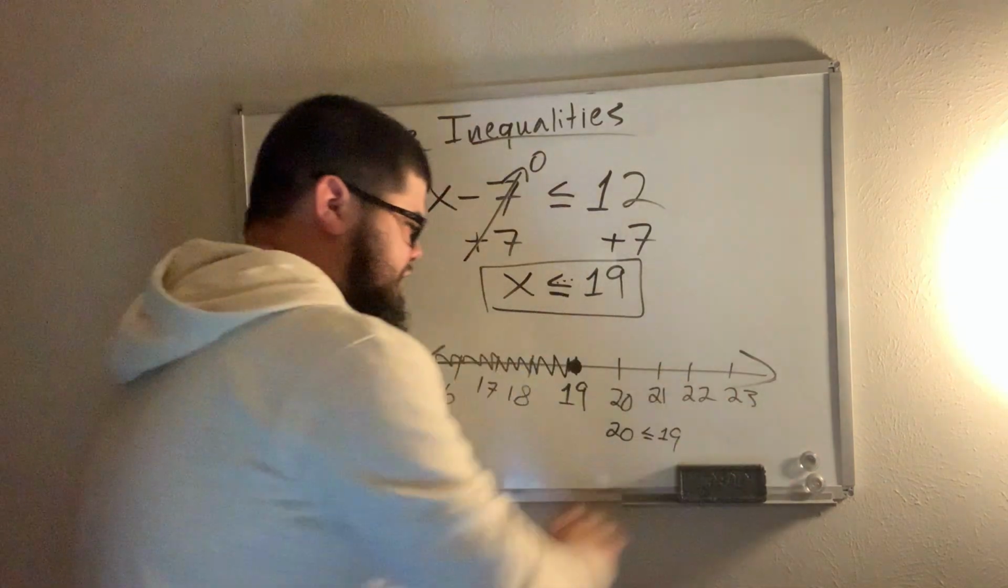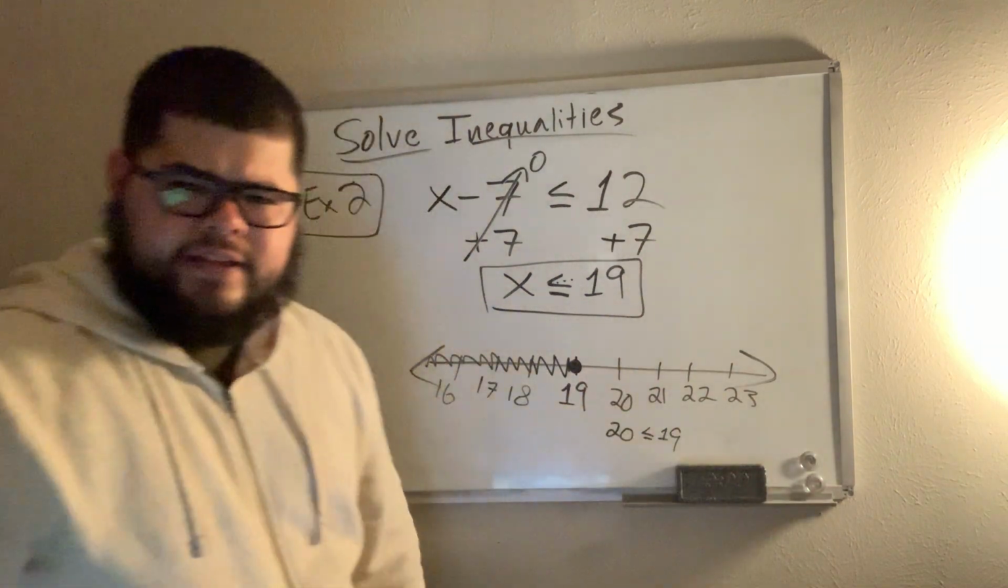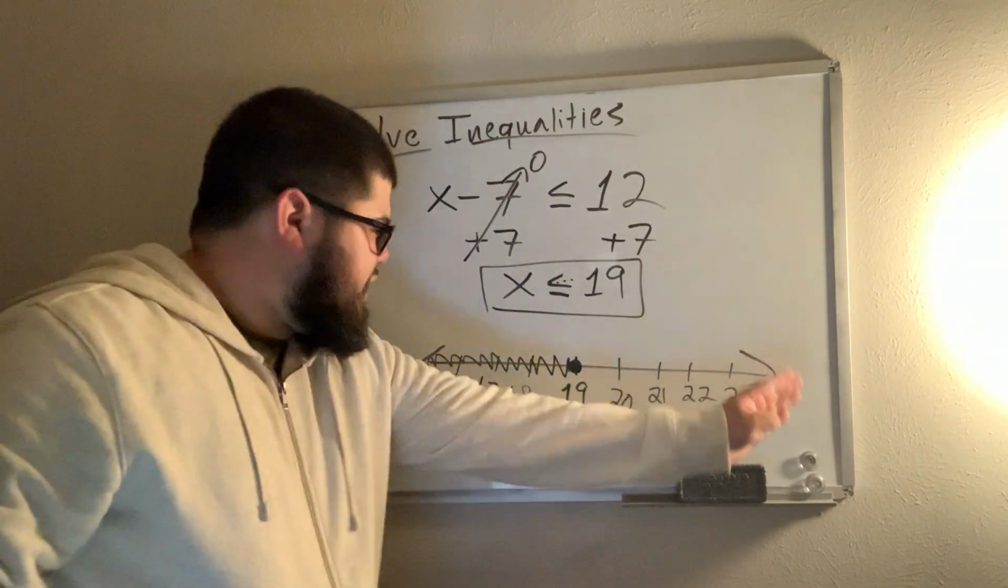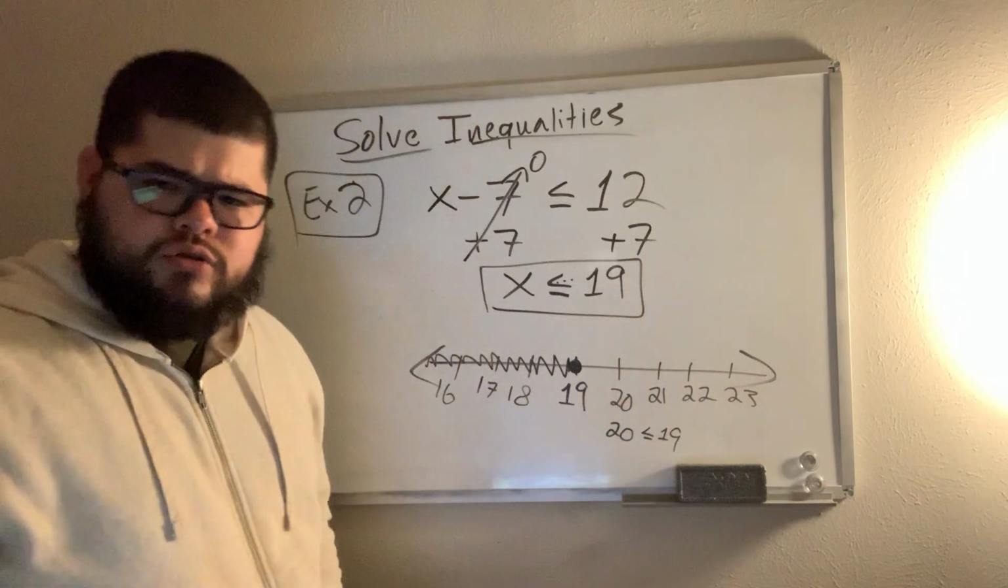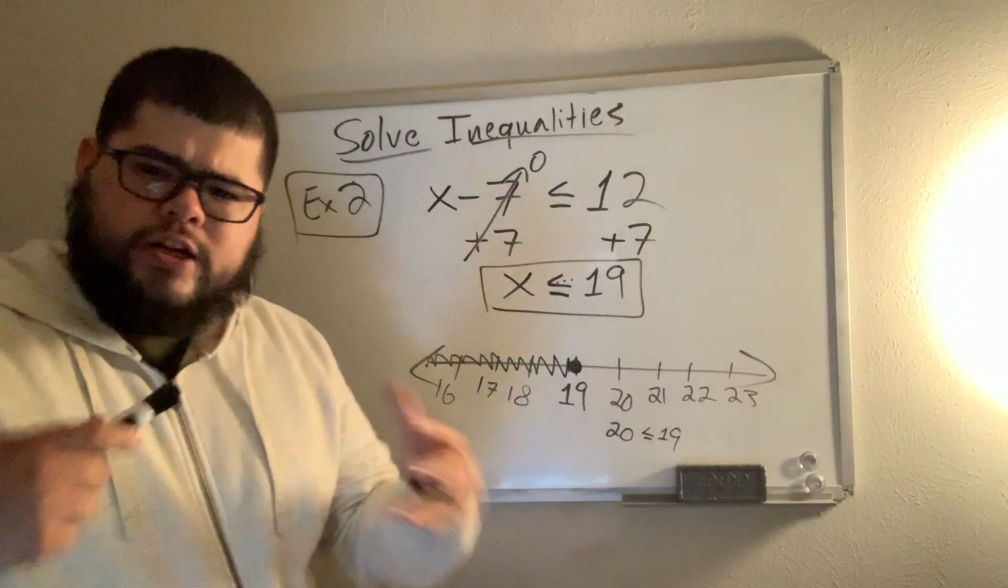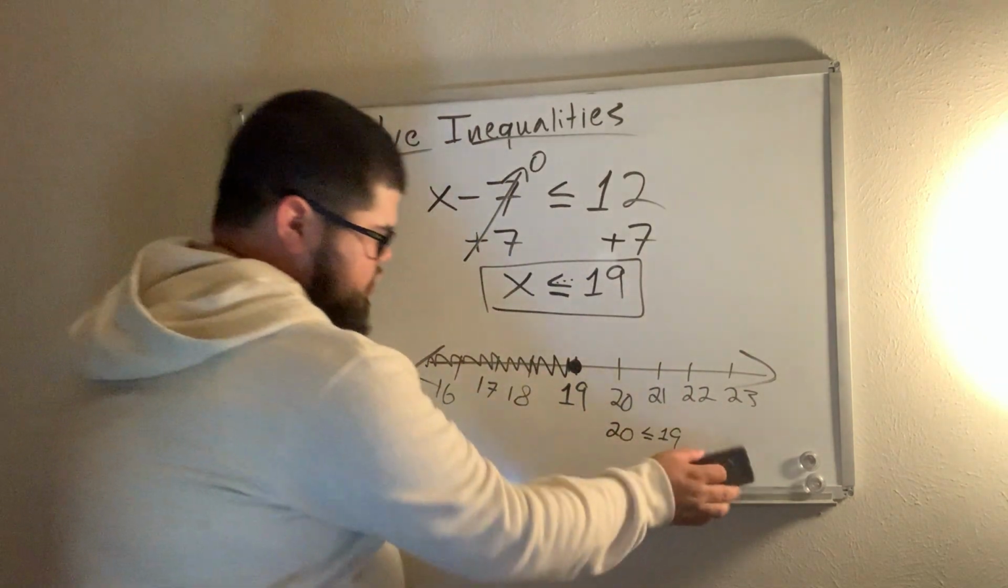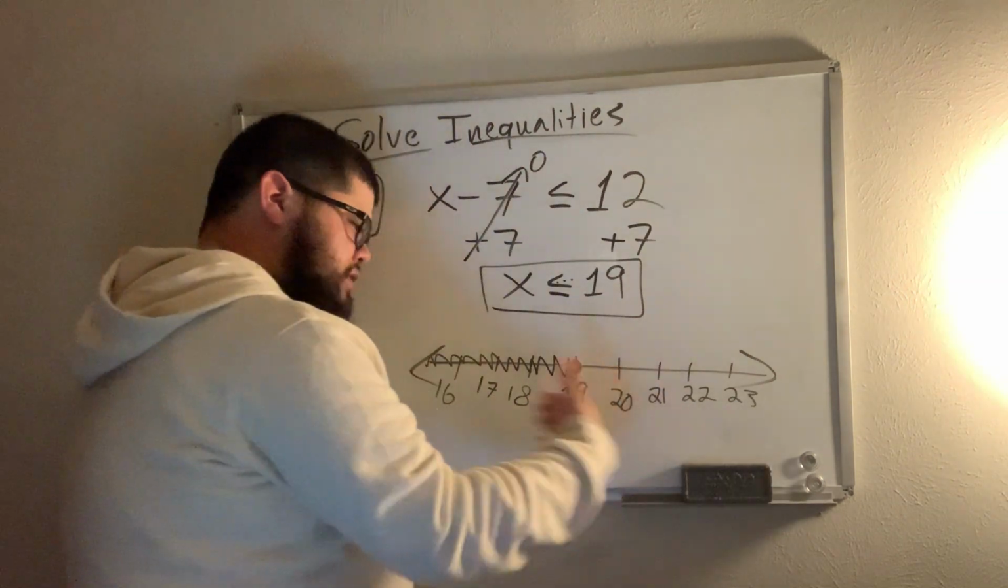That's why we're not shading that way, because none of these numbers over here to the right give us a true statement. And that's what a solution is: you get a true statement. So this is not true at all, and that's why we shade to the left.